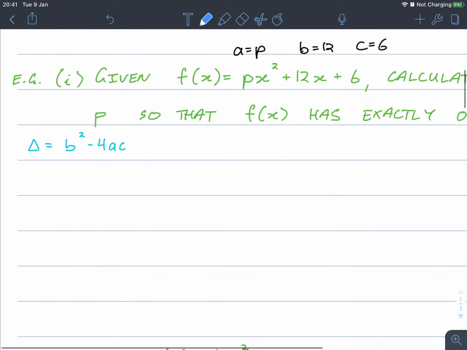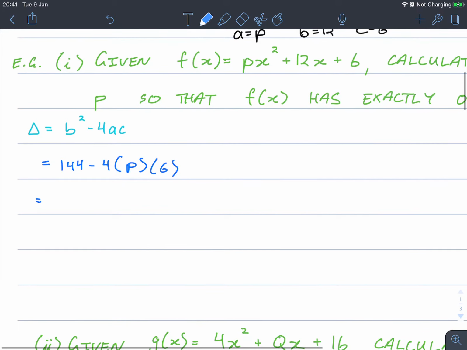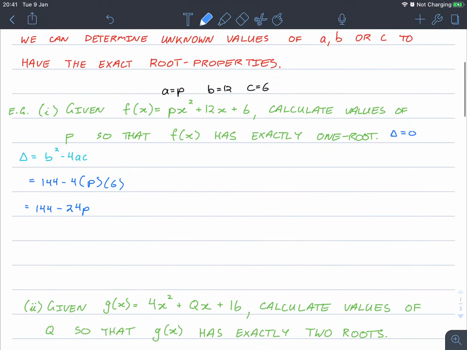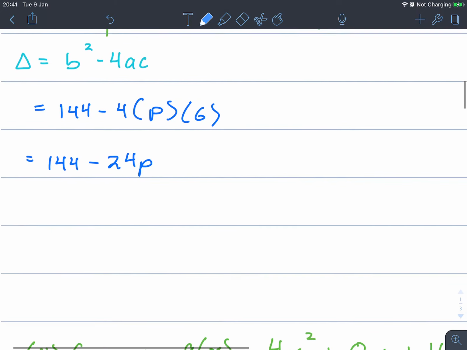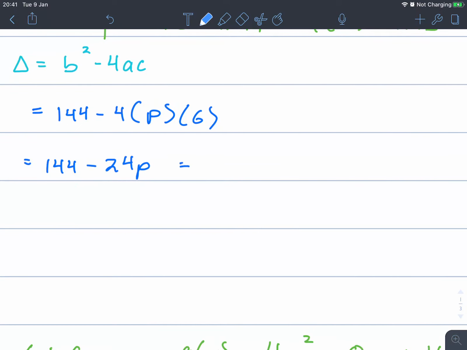So let's substitute all these values in. B is equal to 12, so 12 squared is 144, minus 4 times a, which is p, and c is 6. Evaluating all of this, we get 144 minus 4 times 6, which is 24p. And from the question, we want delta to be equal to 0. So we take this expression and we let it equal 0.